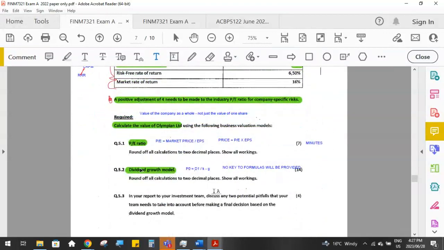What else? Okay, so that's the 14 marks, and then for 4 marks in your report, discuss. So this is a theory question. Any 2 potential pitfalls that your team needs to take into account before making a final decision based on the dividend growth model. So what they're asking you for here from your textbook is the disadvantages of the dividend growth model.